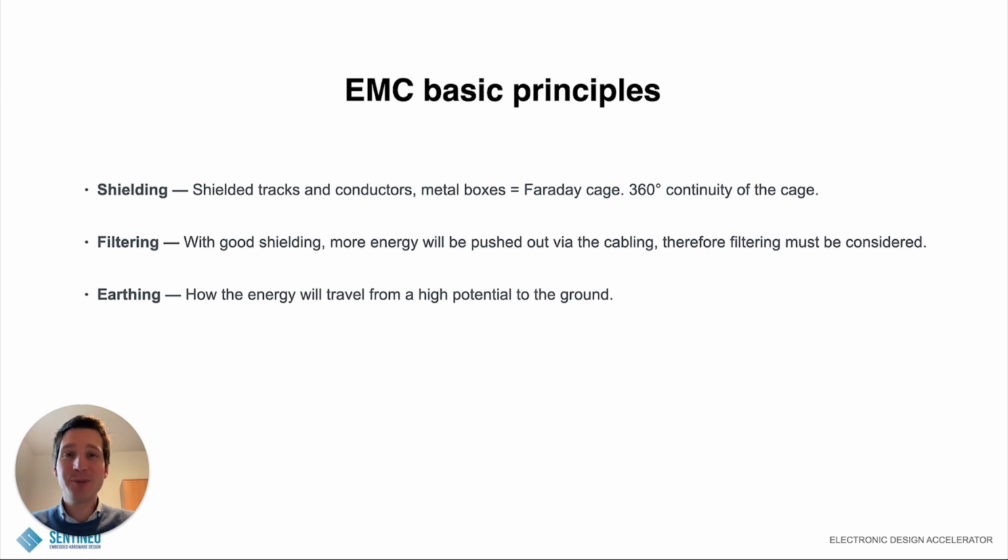So basically, there's three important things here. First of all, you need to think about shielding tracks and conductors. By using metal boxes, for instance, a Faraday cage, you make sure that no noise can enter your circuit. Now, while you're shielding a circuit, more energy will be pushed out via the cabling. So at that moment, you will also need to start thinking about filtering. Filtering is the next step to consider. And afterwards, if you're filtering, of course, the energy has to travel from that high potential to the ground as well. So you need to think about earthing. And these are really the three main basic principles that will govern a good EMC compliant design. Think about shielding first, then filtering, then earthing.